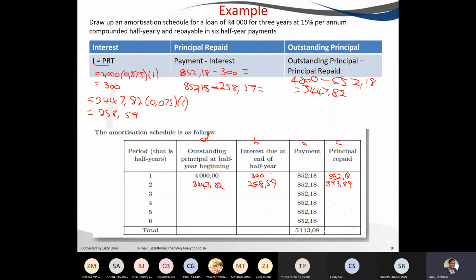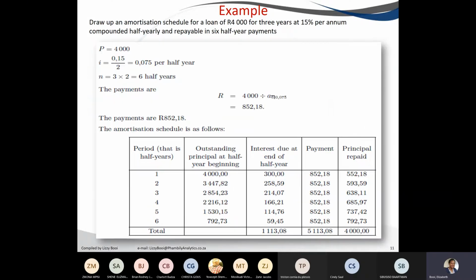And we need to calculate the opening balance of line number 2. That will be 3447 minus 593, which gives us 2854. And we continue: calculate the interest, calculate the principal repaid, go back, calculate the outstanding until we get all of them. And when we calculate the total of the interest, we get 1,100. That is the interest paid over the 3-year period.